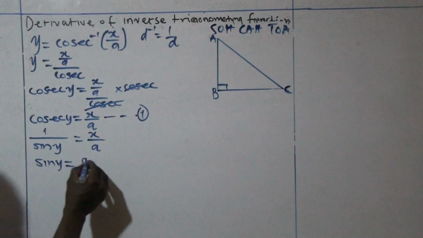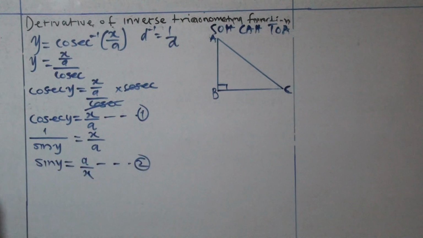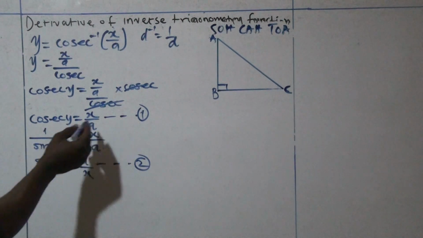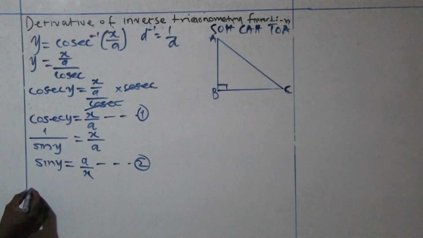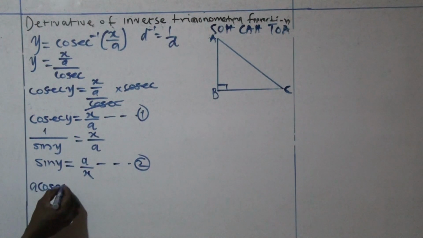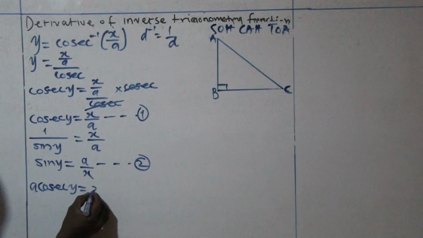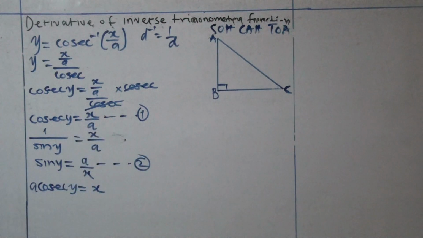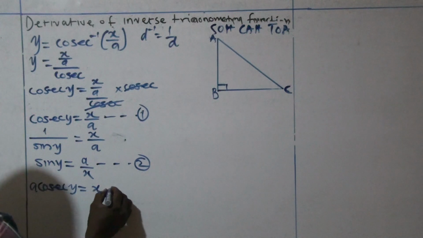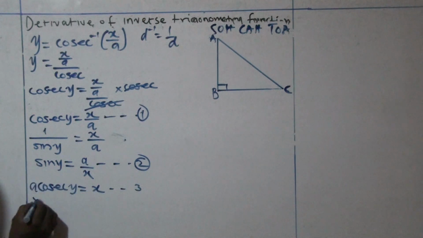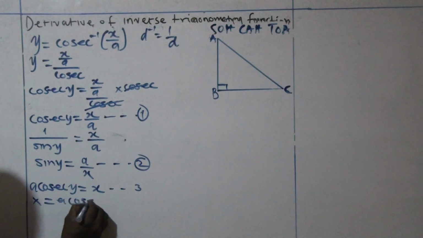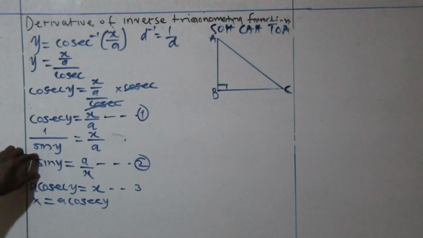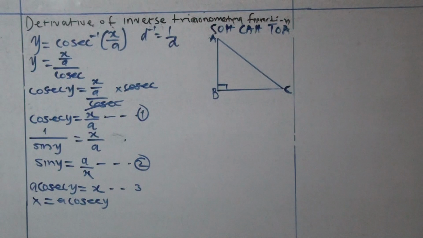Then let's name this as equation 2. Then from equation 1, let's multiply both sides by a. Multiply both sides of equation 1 by a. This becomes a cosec y is equal to, if you multiply it by a, this will just become x. Let's take this as our equation 3. Let's write it: x is equal to a cosec y.